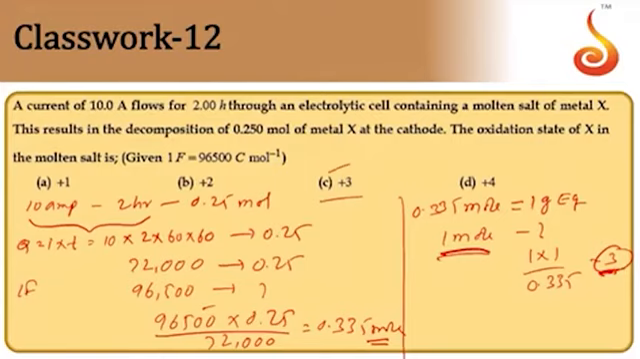So they have given us 10 amperes 2 hours. We found out the quantity of charge. So this much charge deposits 0.25 moles. Therefore 1 Faraday deposits how much? We got the value 0.335 moles. So 1 Faraday always deposits 1 gram equivalent. Therefore 0.335 mole is equal to 1 gram equivalent. 1 mole is how many gram equivalents? It became 3 here. So 1 mole 3 gram equivalents means nothing but valency must be equal to 3.